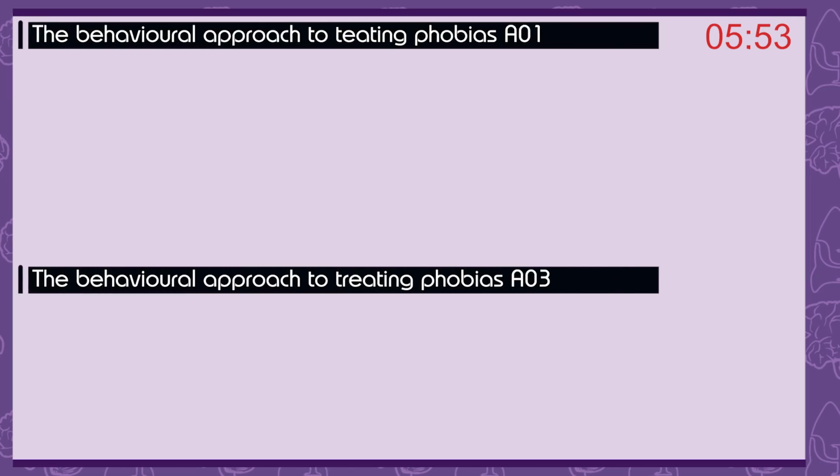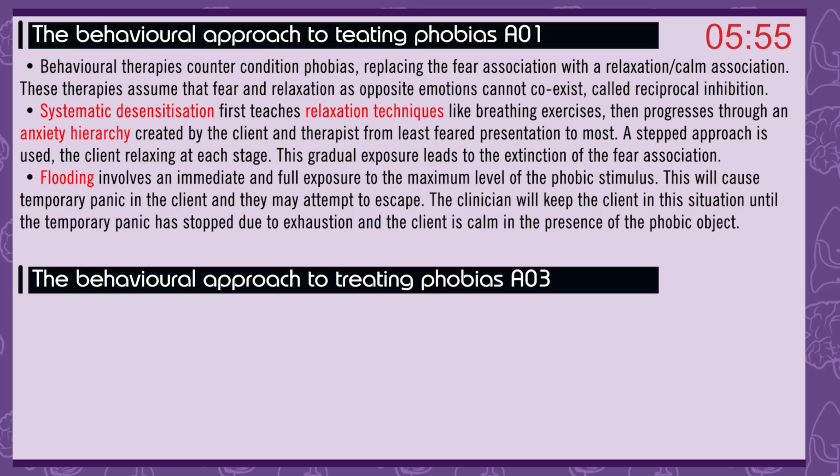The behavioural approach to treating phobias. Behavioural therapies counter-condition phobias, replacing the fear association with a relaxation, calm association. These therapies assume that fear and relaxation are opposite emotions, so they can't coexist. This is called reciprocal inhibition.